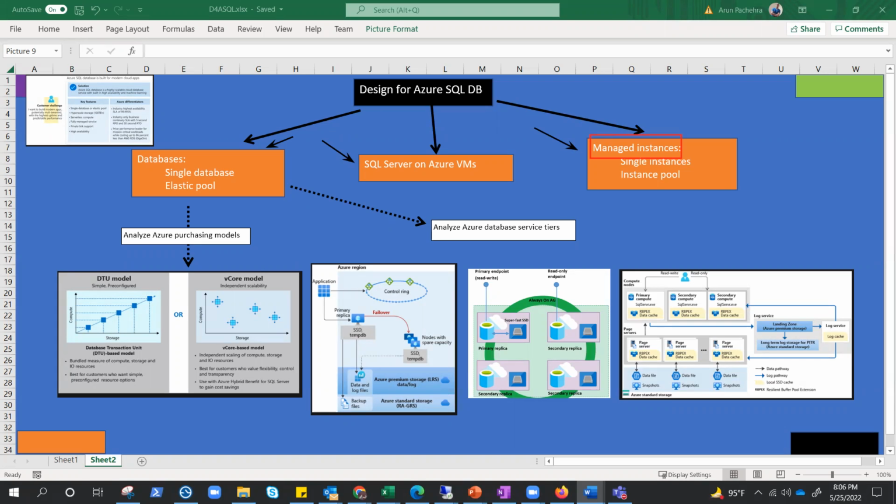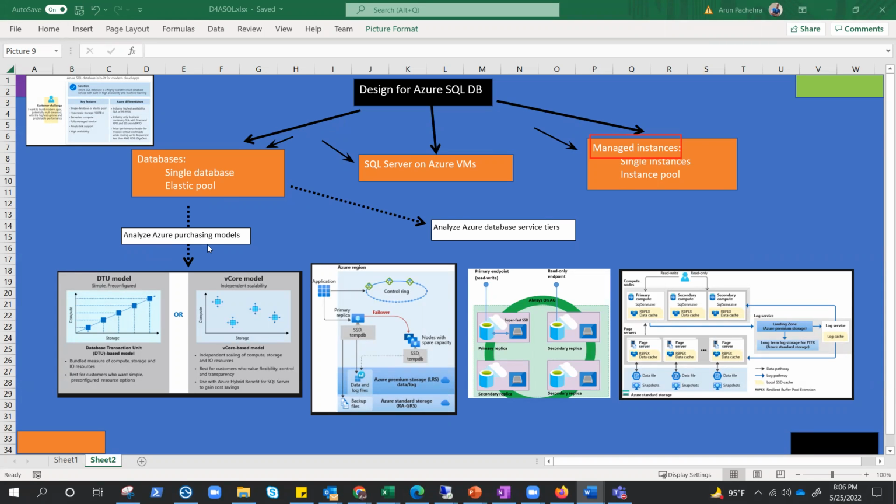So this is one of the ways you can deploy the Azure SQL, like it says, single database or Elastic Pool. Elastic Pool will definitely help you to optimize your cost and utilize all your compute and storage to the maximum.